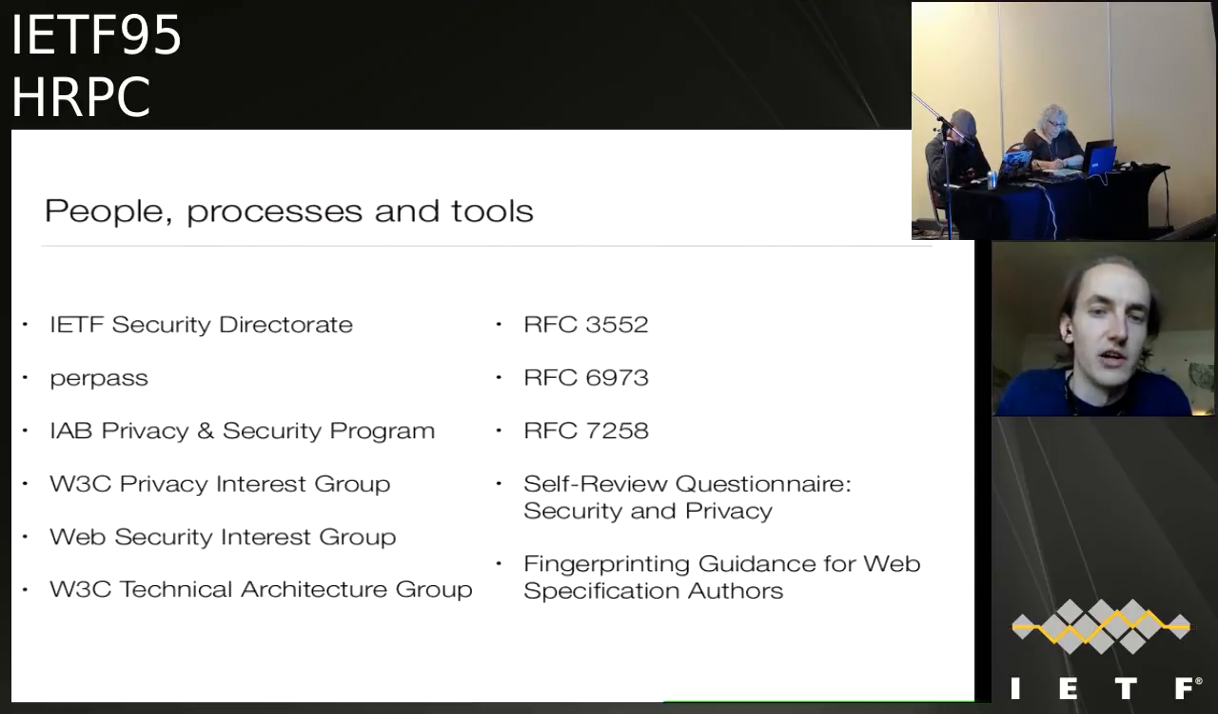On the second column, though, these are some of the tools we've been using. 3552 is guidance on how to write a security consideration section. 6973 is privacy considerations. 7258 you may know as setting some of the priorities to talk about pervasive monitoring. And these last two are documents we've been working on in the World Wide Web Consortium, in a questionnaire style: questions authors can ask themselves or that reviewers can ask to spot privacy or security issues early on.